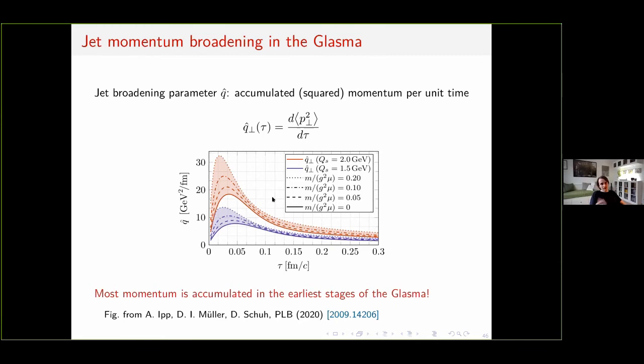And then with these accumulated momenta, we can compute another interesting parameter, which is the jet broadening parameter. It's just given by the time derivative of the squared momenta, and it's shown here. And what this really shows is the time dependence of the accumulation. So you can see that within the first 0.1 Fermi over C, the quark really gets all of its momentum, and that's it. And it's, of course, anisotropic. And this already brings me to the end.